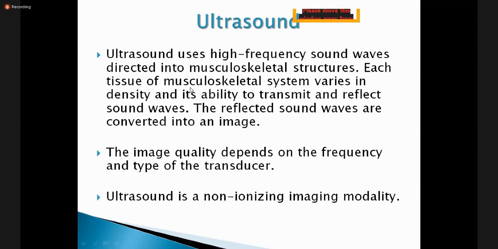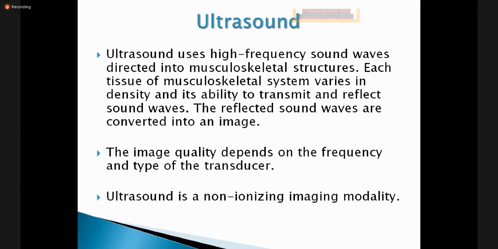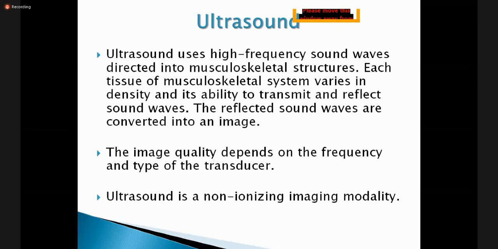Each tissue of the skeletal system varies in density and in its ability to transmit and reflect sound. When we put the probe on the patient, it gives off sound waves which go inside the body, and inside the body there are different types of tissues which reflect or transmit the sound waves at different frequencies, and these frequencies are converted into images, which we see on the computer.